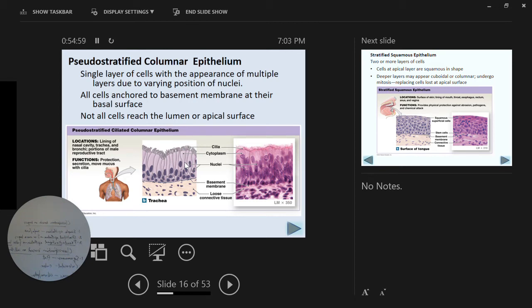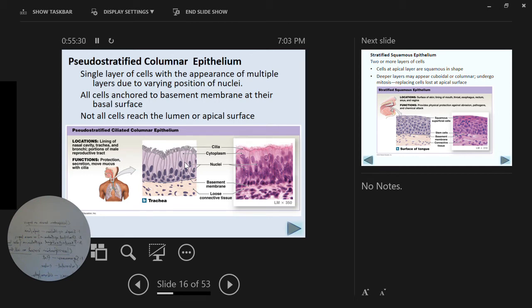Now, this one, can you see the root here? This one, can you see the root here? You may not be able to see it too well here, but if you look at it on your computer, if you have your computer, or if your neighbor has a computer, you can just look at what I'm trying to show you. So if you look at this one, all of them are touching the basement membrane. So if all of them are touching the basement membrane, that means it's one layer.